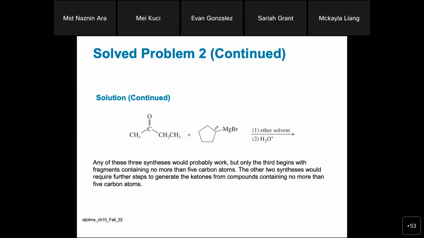Here we have three syntheses. Any of these 3 would probably work, but only the third begins with fragments containing no more than 5 carbons. 1, 2, 3, 4. And there is another one. So you need to check it out.